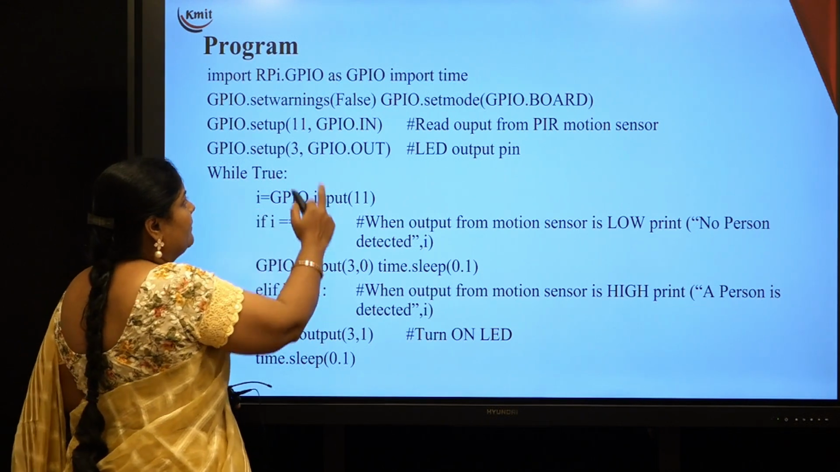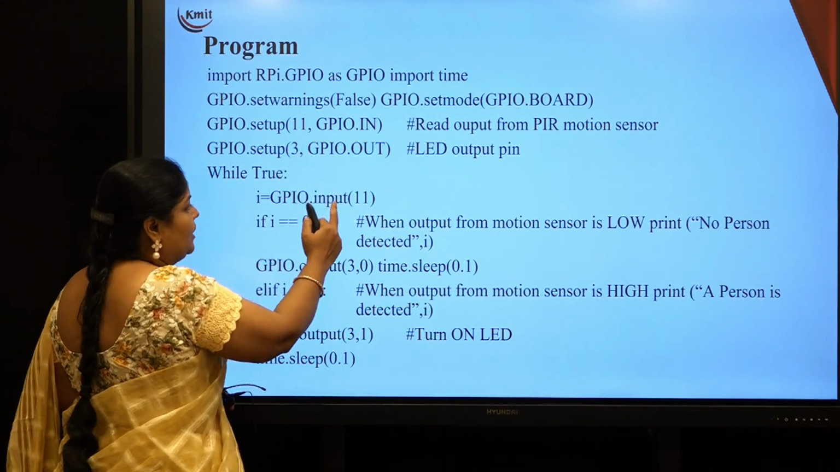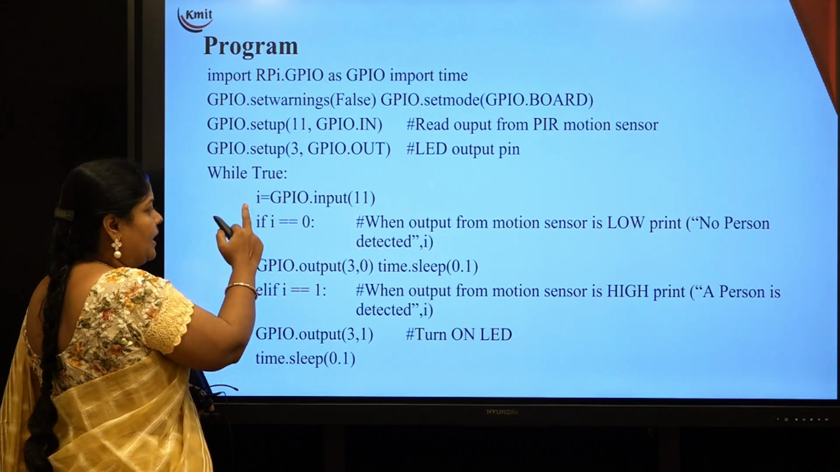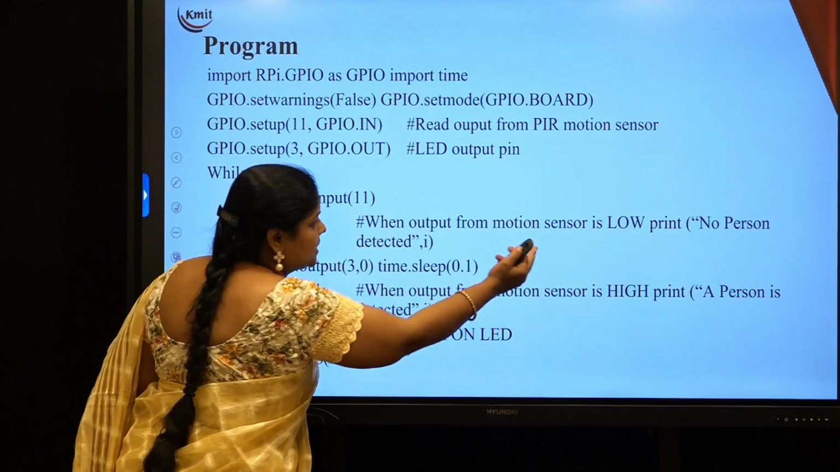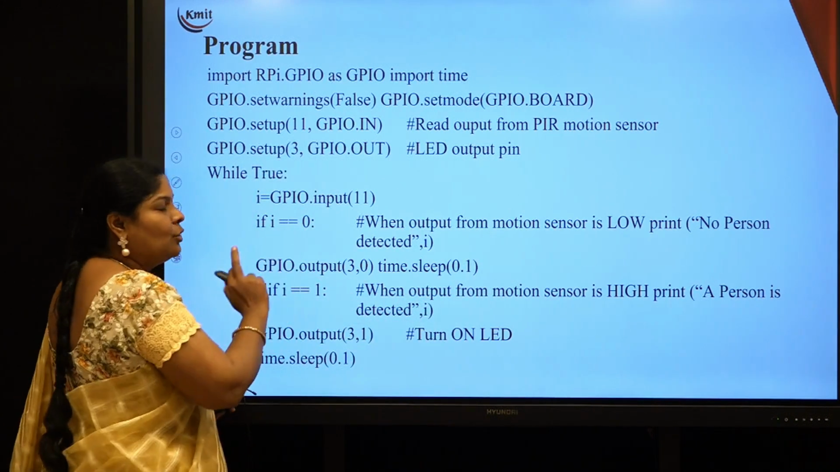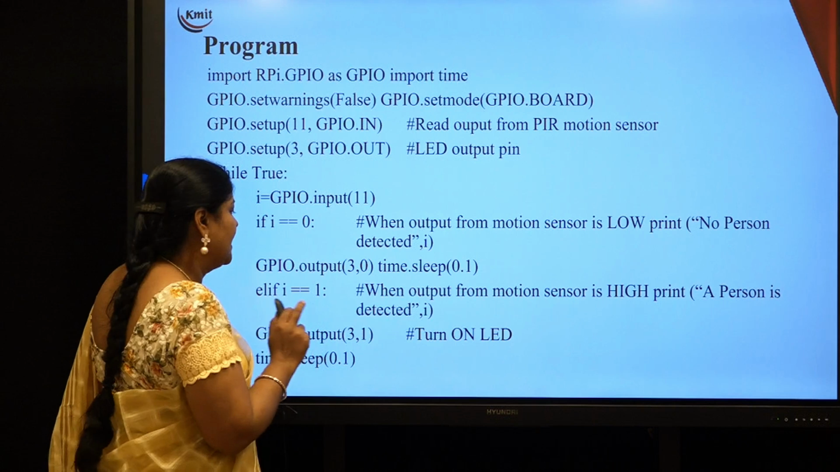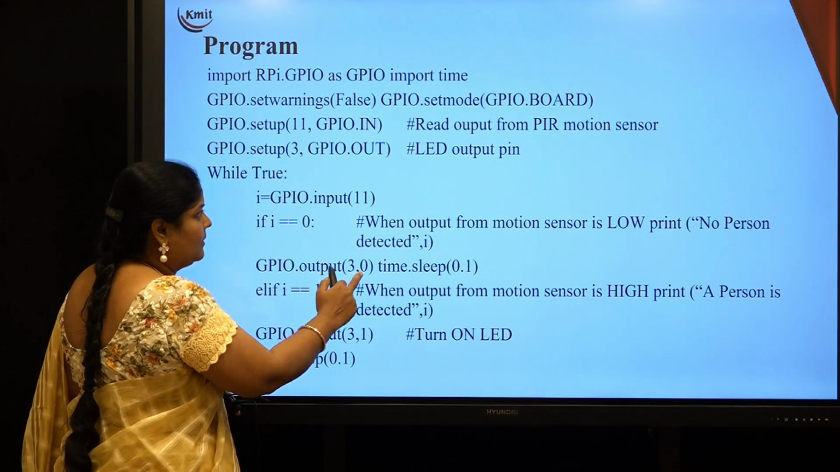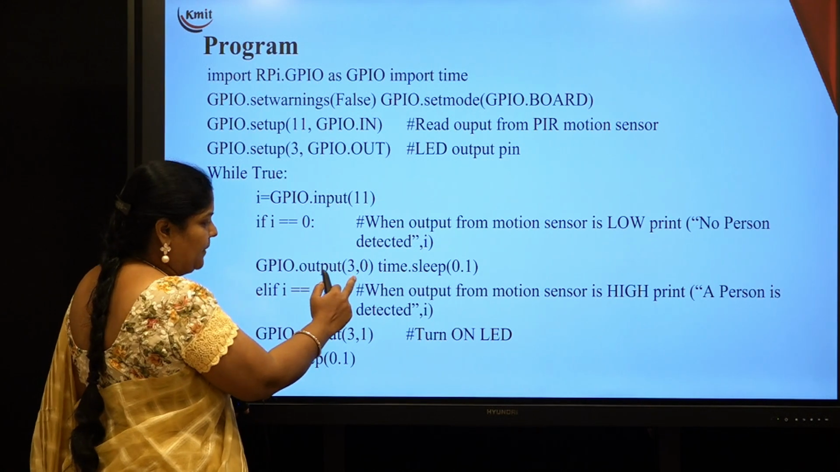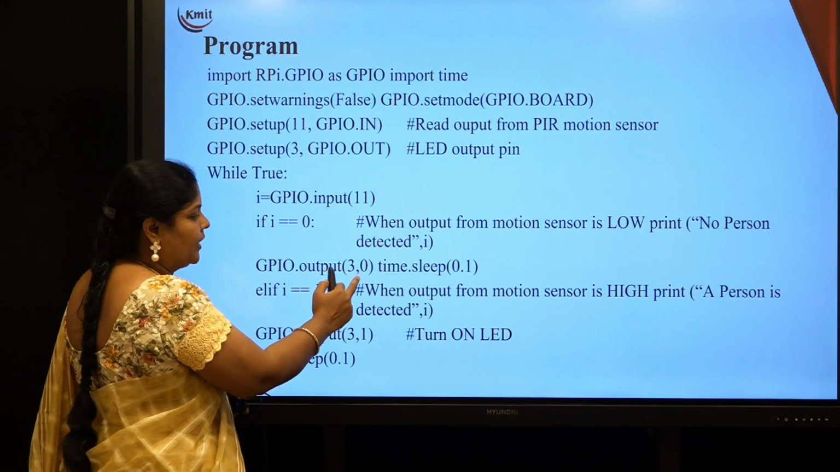And then whatever the sensor reads, that value you are storing in a variable called i. If i is equal to 0, what does it mean? When the output from the motion sensor is low, that means no person is detected, no object is detected. And in the same way GPIO.output(3, 0). So this is the output pin, for turning the LED on and off.